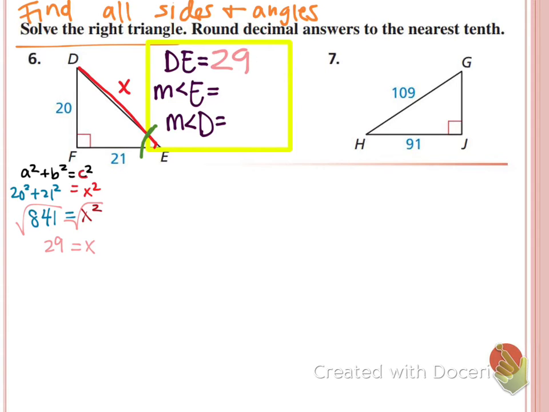21. So what kind of side is 20? Opposite. What kind of side is 21? So which trig ratio are we going to use? Tangent, good. Tangent from angle E equals the opposite, 20, over the adjacent, 21.